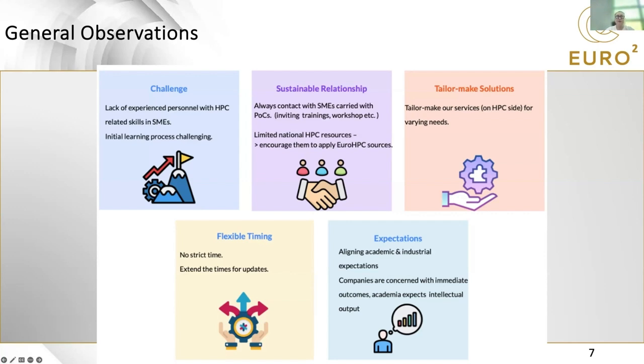In one of my previous slides, I mentioned that we assign an academic mentor to the proof of concept study. Aligning academic and industrial expectations is difficult, because the companies focus on the immediate outcomes, while academia expects intellectual outputs. Therefore, at this stage, NCC helps these relations run smoothly and in a healthy way.